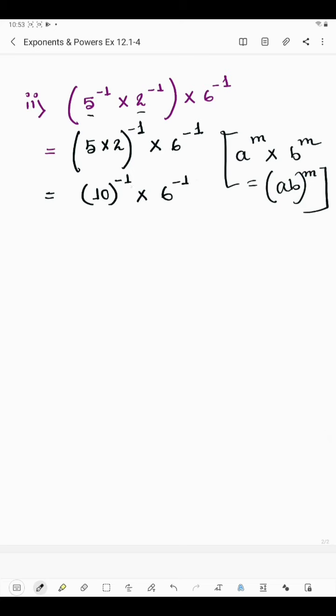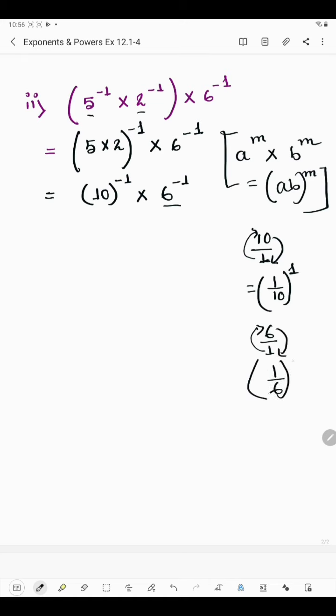Okay, now we will make the exponent positive. Now 10 means 10 by 1, and if you write the reciprocal of this, then the denominator will go up and the numerator will come down. So it will be 1 by 10 to the power 1, and 6 to the power minus 1 means 6 by 1. So if you write the reciprocal of this, then the denominator will go up and the numerator will come down. So it will be 1 by 6 to the power 1.